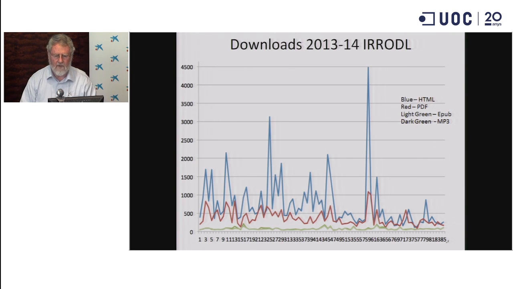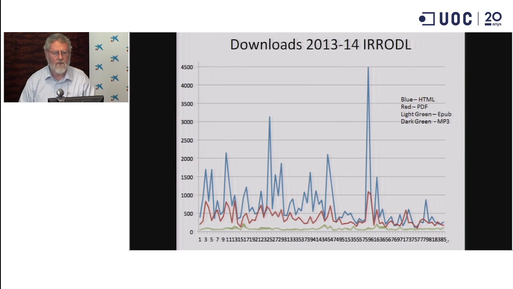And the number of downloads, notice here the blue line is the biggest, that's the HTML. So they're on the web, it makes sense that most of the downloads are going to be in HTML. The red, the next highest, is PDFs. I guess people want to print it out more, they will use the PDF. And the light green is EPUB, and the dark green is MP3s.